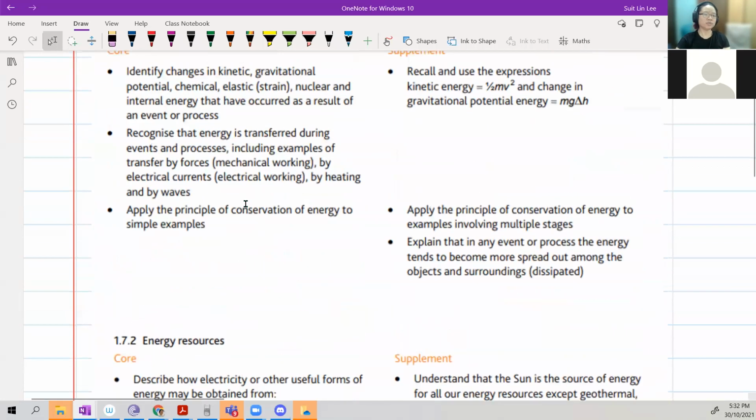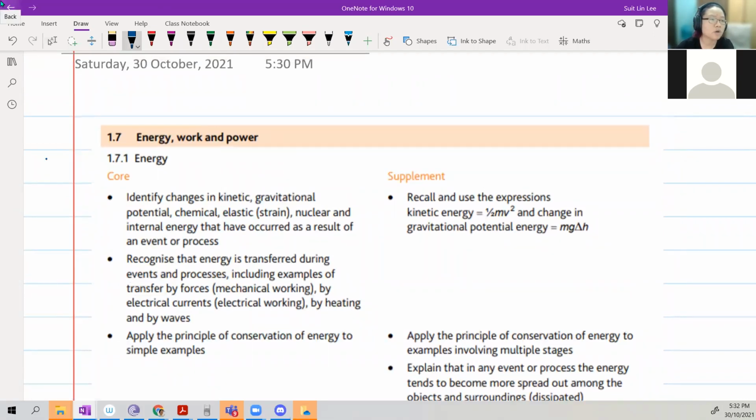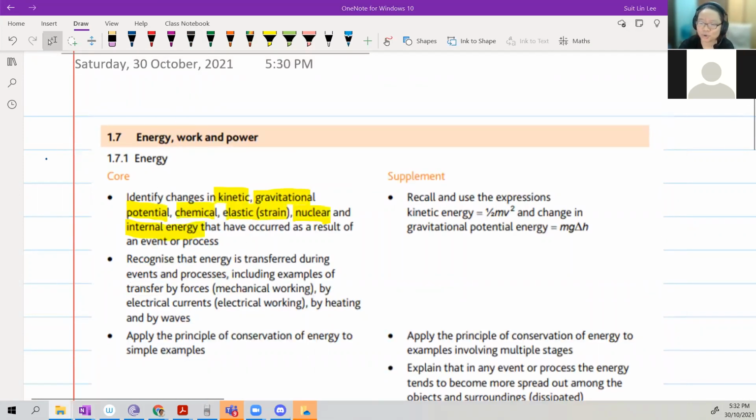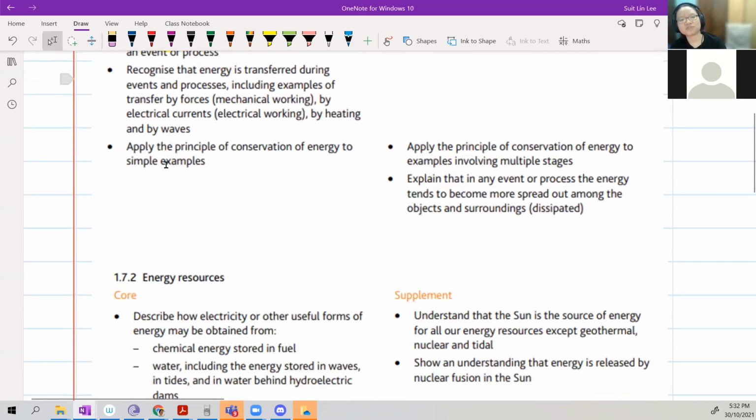All right. So in this unit we'll probably spend maybe about 3 weeks, I'm thinking. We're going to recover or rediscover what it means to have kinetic energy, gravitational potential energy, chemical energy, elastic energy, nuclear energy, internal energy, because an event or a process has happened, right? And then we will also look at how to calculate energy using equations. I will list them down for you. And then we will apply conservation of energy.